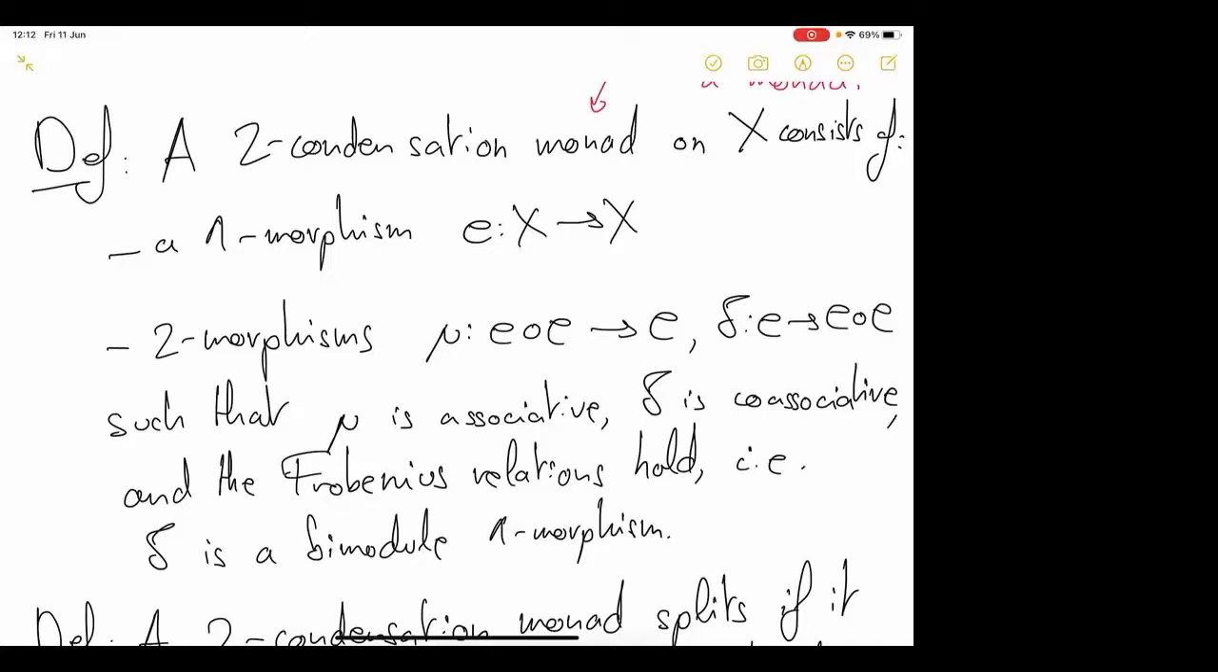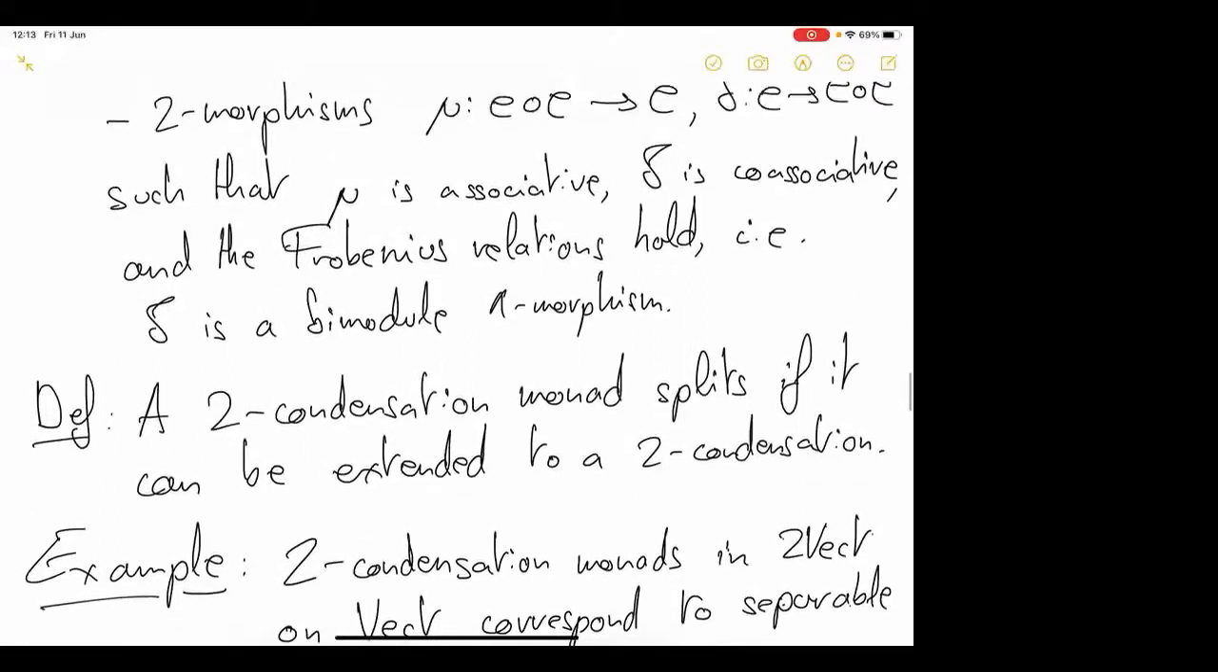And then mu has to be associative, delta has to be co-associative. Those are very standard assumptions. And then you also want the Frobenius relations to hold, which mean that delta is a bimodule one-morphism, where I view E as a bimodule using the multiplication mu. So that this gives you two relations, which are typically called Frobenius relations in algebra and topology. And now, mimicking the usual definitions, I can just say that a two-condensation monad splits if it can be extended to a two-condensation.